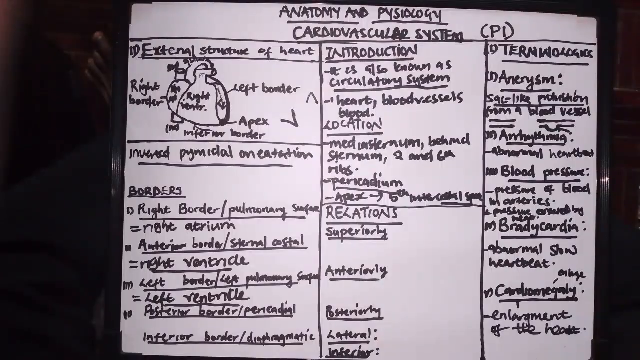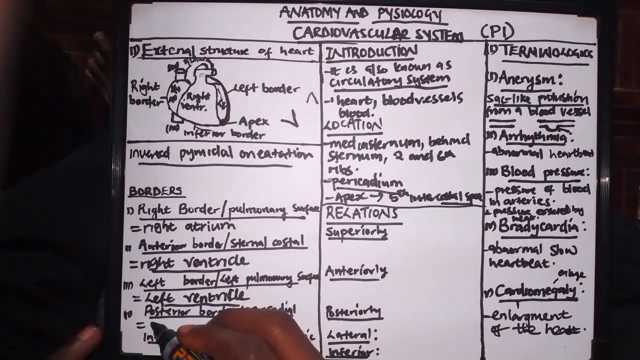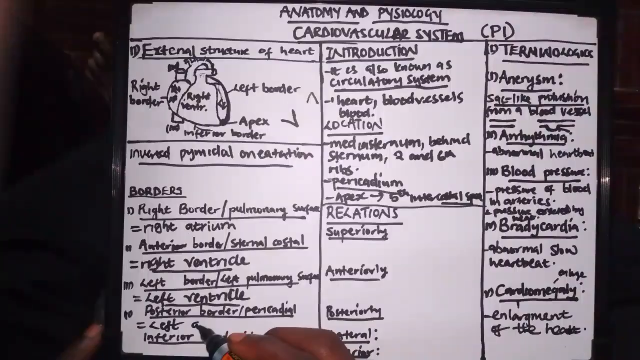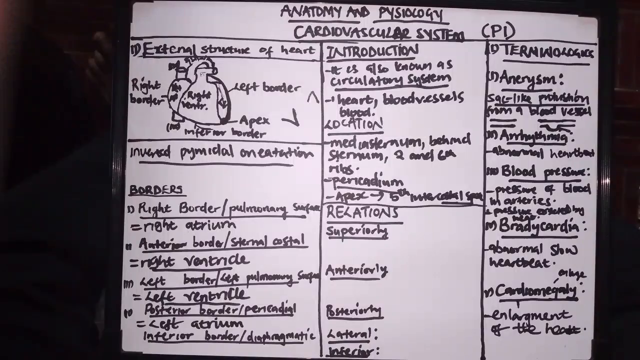Then next is the posterior border. So what forms the posterior border, which is also known as the pericardial surface? So the posterior border is basically formed by the left atrium. So whenever you see the left atrium, that is the posterior border, or the pericardial surface.